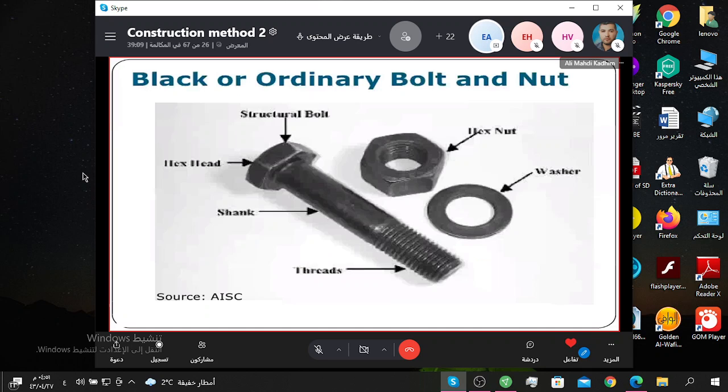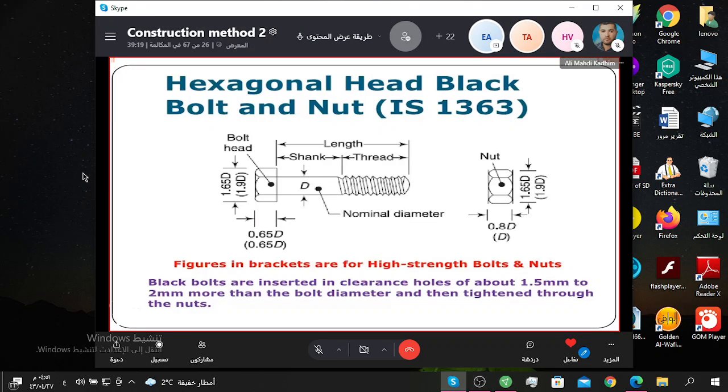A black or ordinary bolt and nut is shown in the figure below. Rectangular head black bolt and nut, IS 1363. The figure and brackets are for high strength bolts and nuts. Black bolts are installed in clearance holes of about 1.5 millimeter to 2 millimeter more than the bolt diameter and then tightened through the nuts.